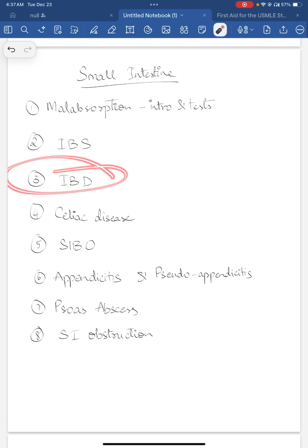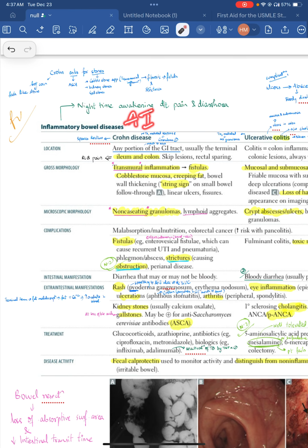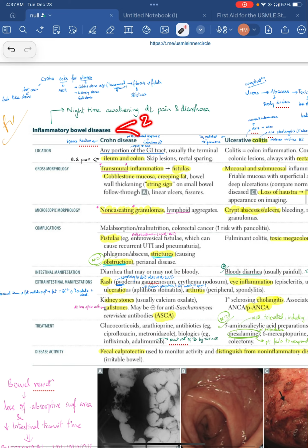Now let's move forward to IBD. What is IBD? IBD is inflammatory bowel disease. IBS is irritable; this I stands for irritable, not inflammatory. IBD is inflammatory bowel disease. Inflammatory bowel disease is an autoimmune disorder. It is divided into two types. First one is Crohn's and second one is ulcerative colitis.